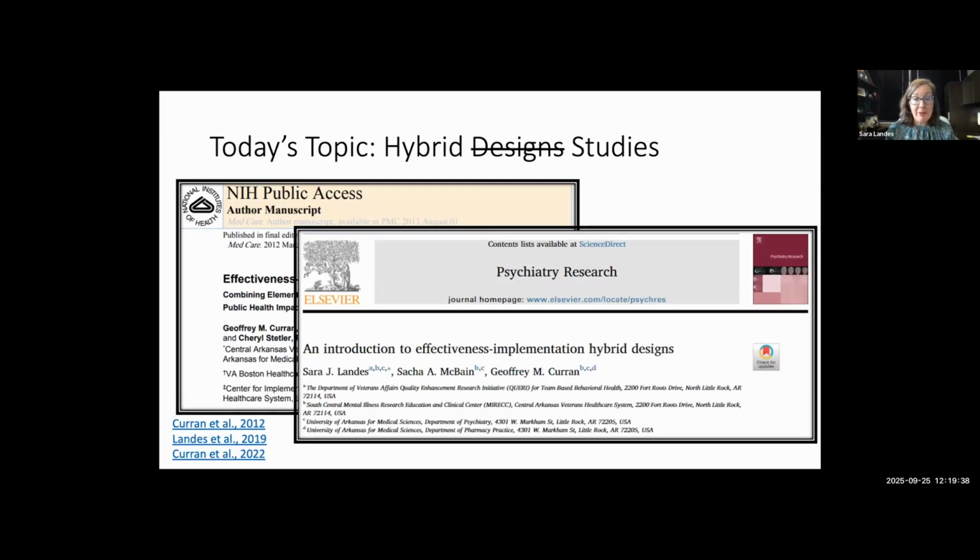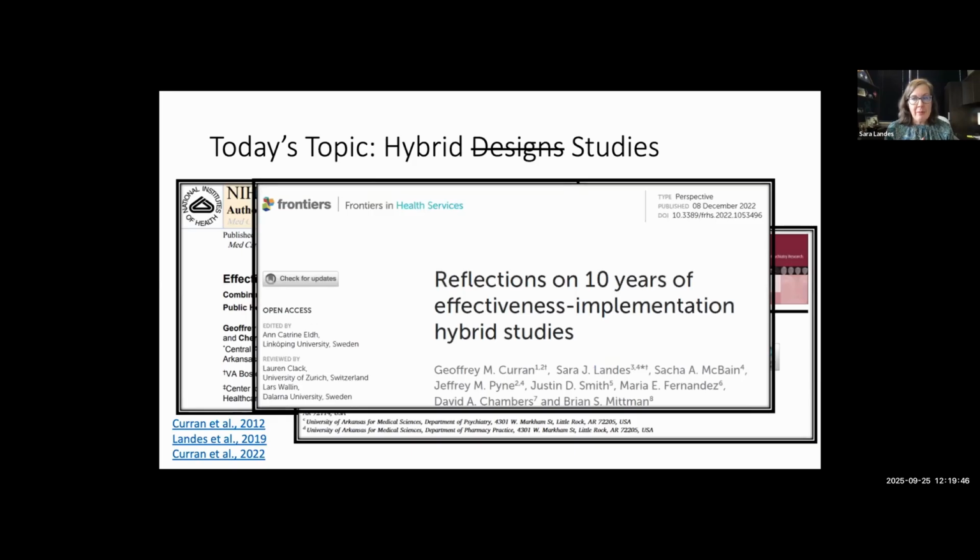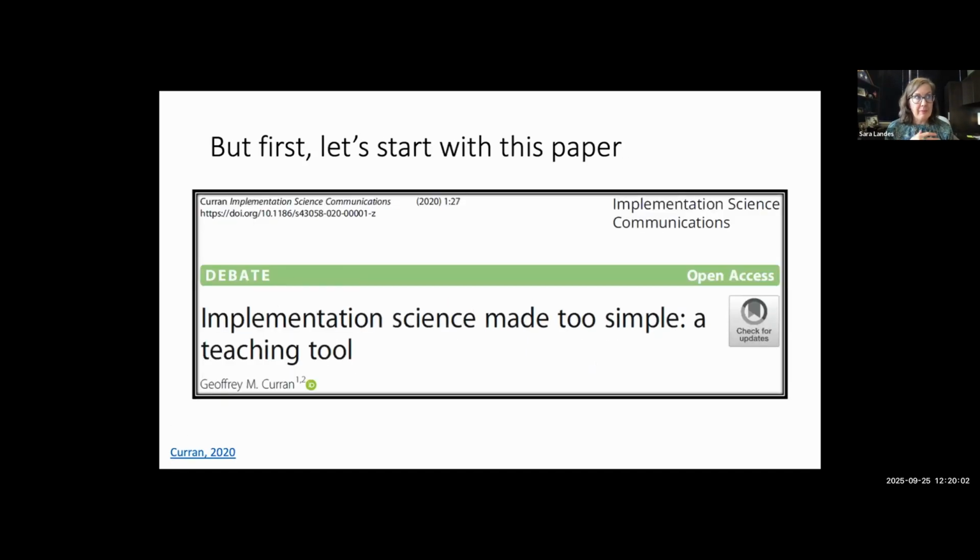So this is our 2019 paper that gives you another introduction. You'll see it still says designs, but it talks about each type and gives examples of each. And then we have a more recent paper. I guess it's not so recent now. It's 3 years old now. Reflections on 10 years of hybrid studies. So we shifted there and we'll talk about the ideas and thoughts we give in this paper. So those are 3 key papers that would be helpful when you're thinking about hybrids.